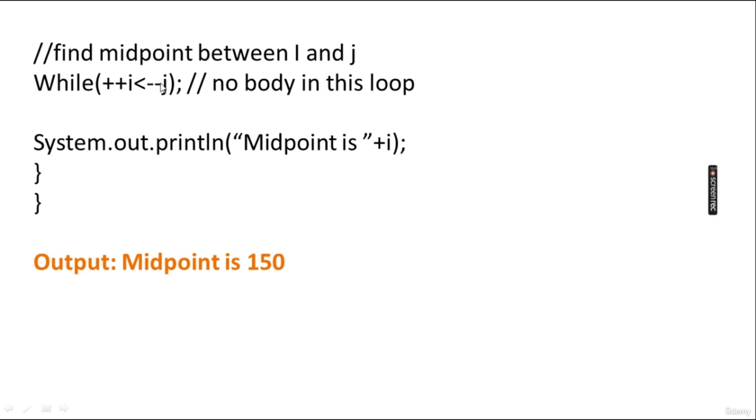Here 149 is not less than 149. So how is it done? Firstly increment is done and then assign. So 149 plus 1 is 150. So midpoint 150 will be printed over here.